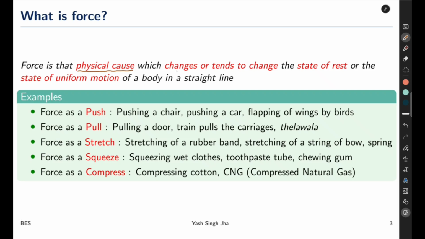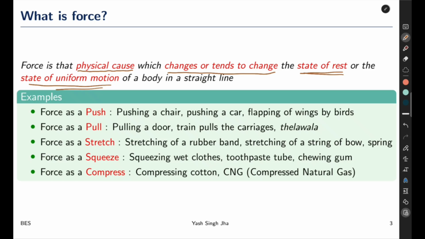What happens? It changes or tends to change what? The state of rest or the state of uniform motion of a body in a straight line. In earlier classes you must have gone through certain definitions of force, like a push or a pull is called a force. This is just a much more refined version of what force is.